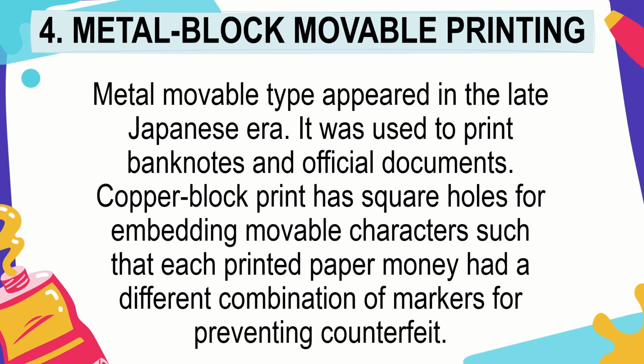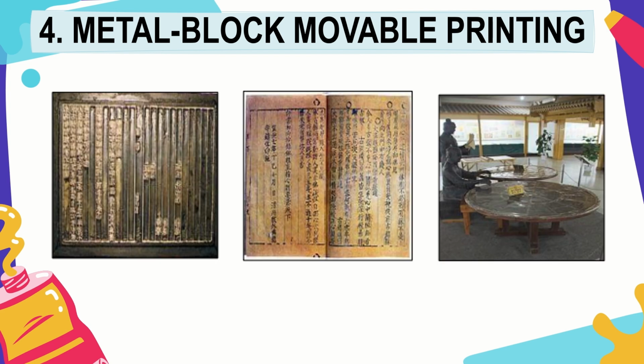Number 4, metal block movable printing. Metal movable type appeared in the late Japanese era. It was used to print banknotes and official documents. Copper block print has square holes for embedding movable characters such that each printed paper money had a different combination of markers for preventing counterfeit. These are examples of metal block movable printing, as you can see in the picture.